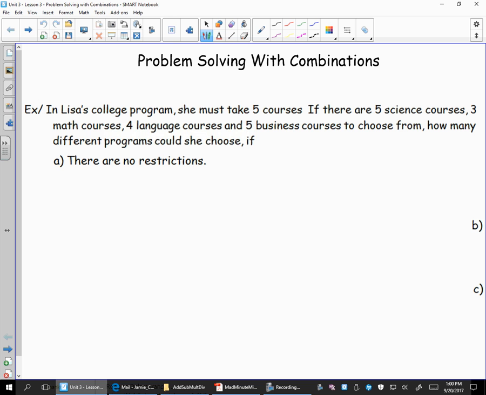So because there's no restrictions, if we add up each of the classes, so 5 science, 3 math, 4 language, and 5 business, she has a total of 17 to choose from, and she needs to choose 5 of them. Okay, order does not matter. She ends up with 6,188 different choices.